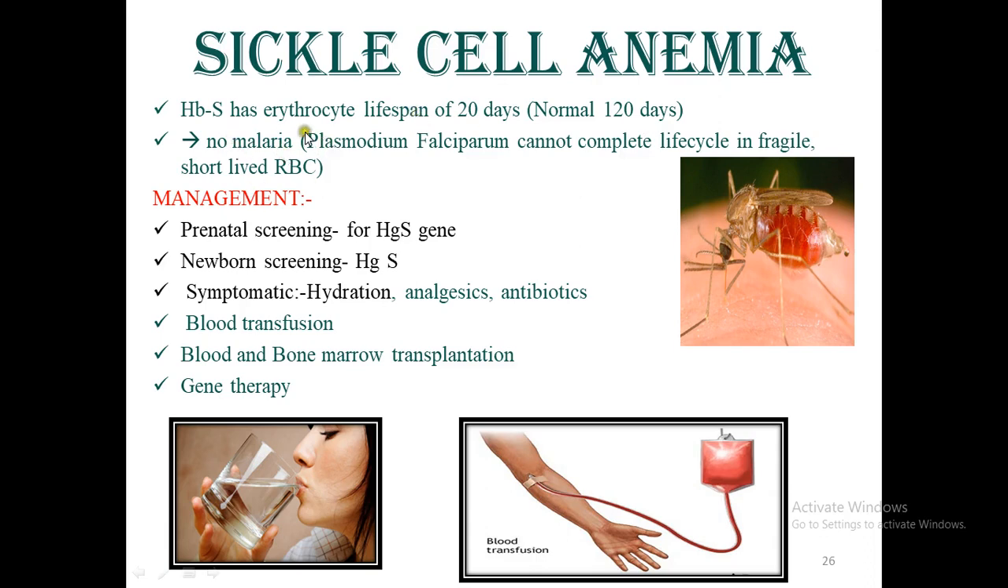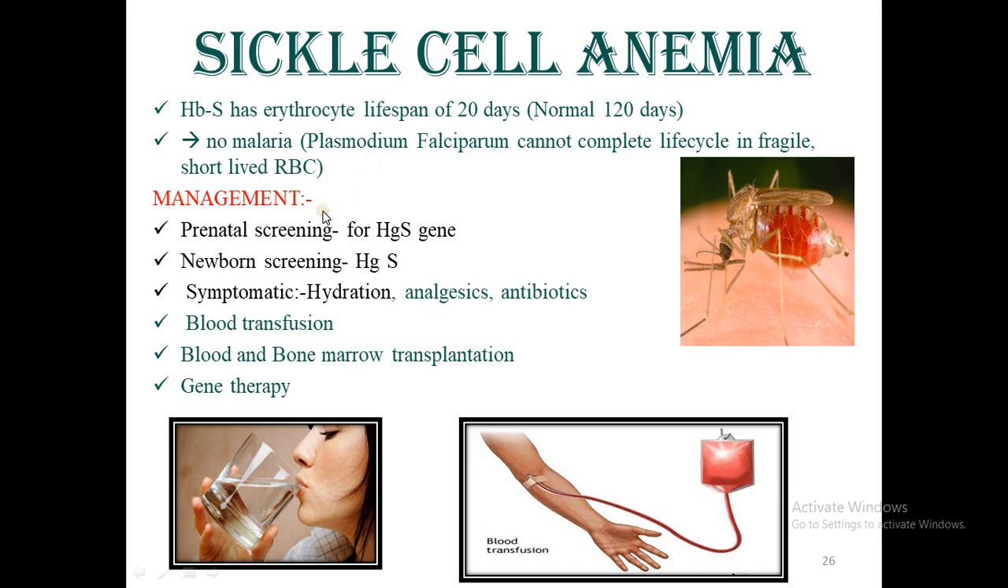The strange thing observed is that malaria does not happen in patients suffering from sickle cell anemia. Why? Because the Plasmodium falciparum needs to complete a part of its life cycle in the RBCs. In this case, the RBC lifespan is only 20 days. The RBCs are so fragile. So the Plasmodium falciparum cannot complete its life cycle in the fragile, short-lived RBCs. So one benefit, so to speak, in such patients is that they do not suffer from malaria.